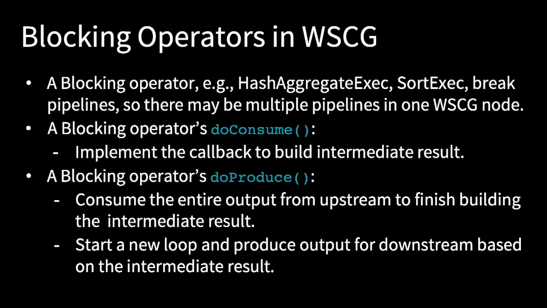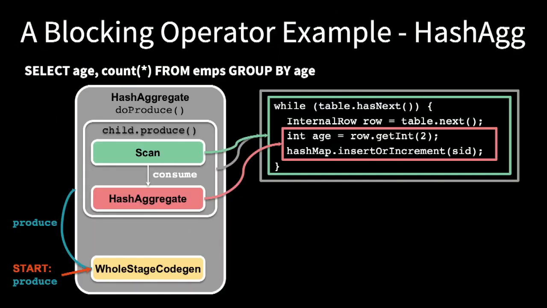And the produce method has two parts. The first part is to call the produce method on its child operator, or in other words, the upstream operator, to generate code that consumes the entire output from the previous pipeline in order to build the intermediate result. The second part is to start a new pipeline by initiating a new driving loop that iterates over the intermediate result. So here's another example which explains all of what I said.